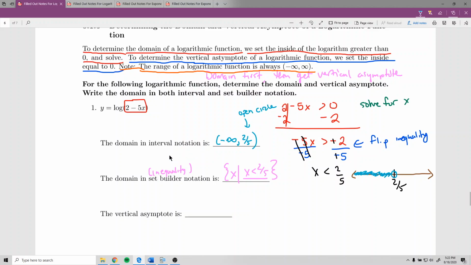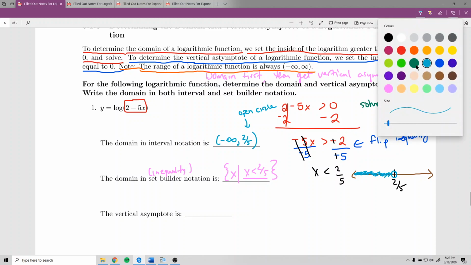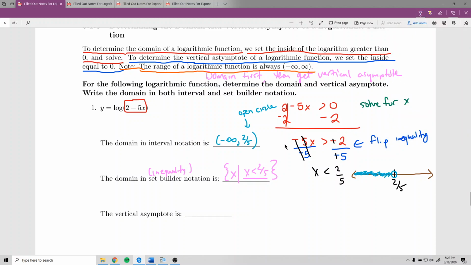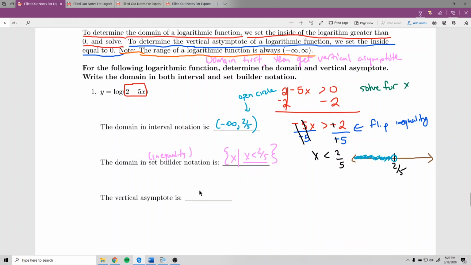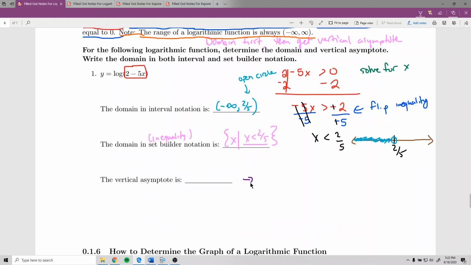Right, so that's the domain, and when you find the vertical asymptote, all you do is set the inside equal to 0 and solve it. Now I'm just going to go through it, but you'll see that this 2/5 will pop out. So we got 2 minus 5x equals 0. We would solve it the same way here, but we don't have to worry about inequality.